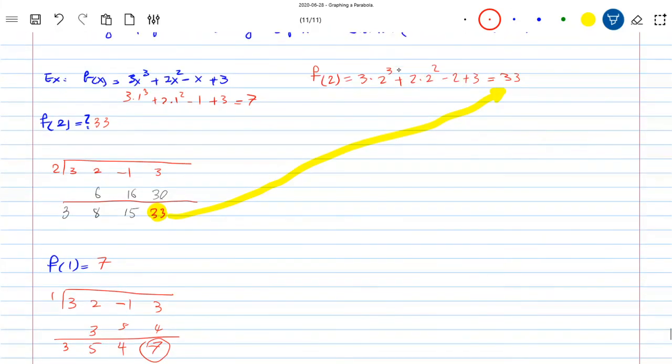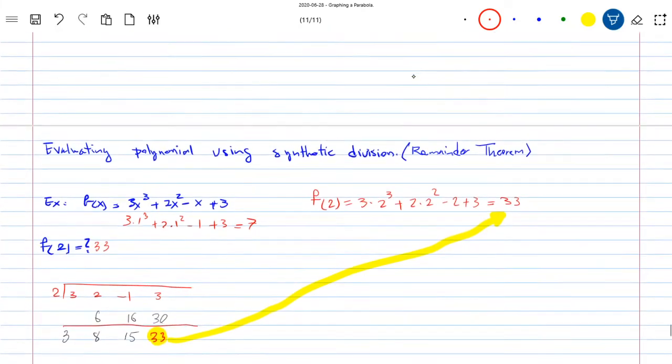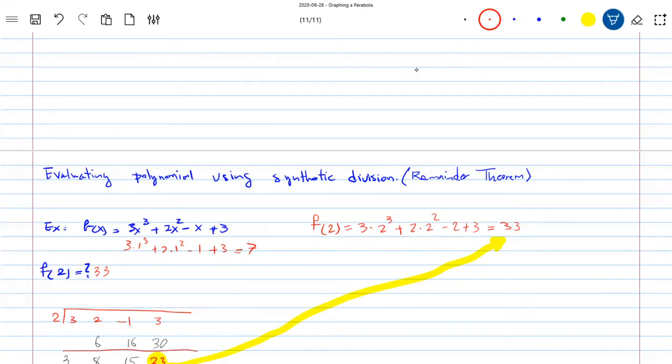Okay, this is enough on long division, synthetic division, and factoring. At this point, I'm going to stop here.